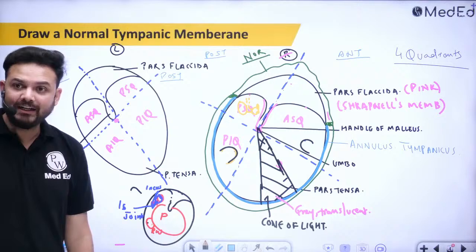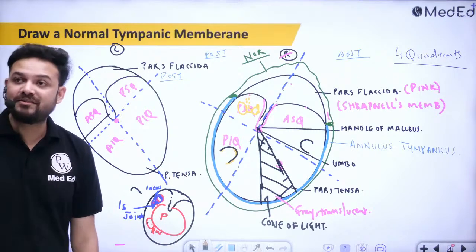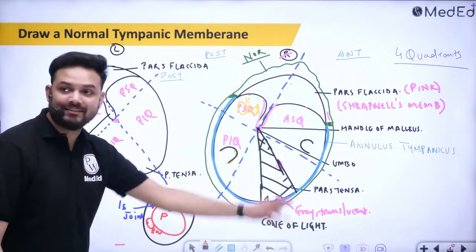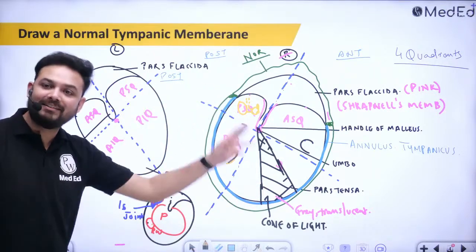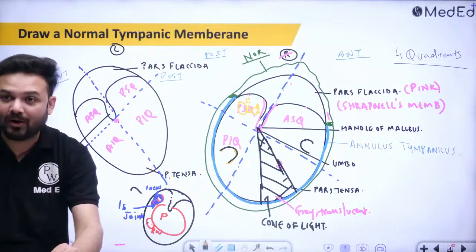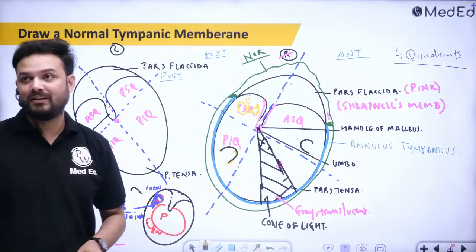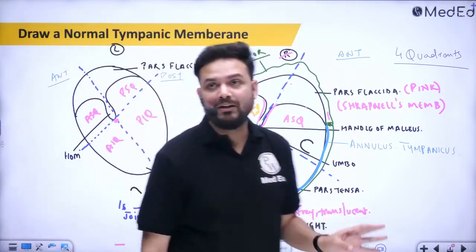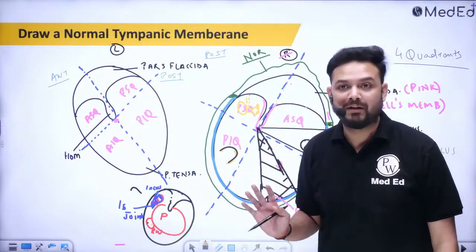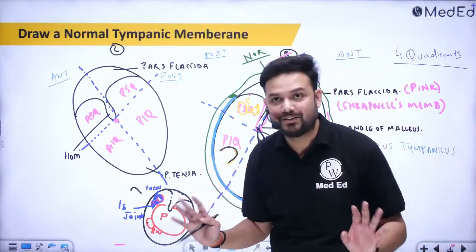Okay, fine. So these are the reflections that you will see in your pars tensa. Whatever I made, this is going to be your whole tympanic membrane that you will draw and explain. Now I hope you have understood how to draw a normal tympanic membrane and what you will see in a normal tympanic membrane. I hope you have mastered that concept.